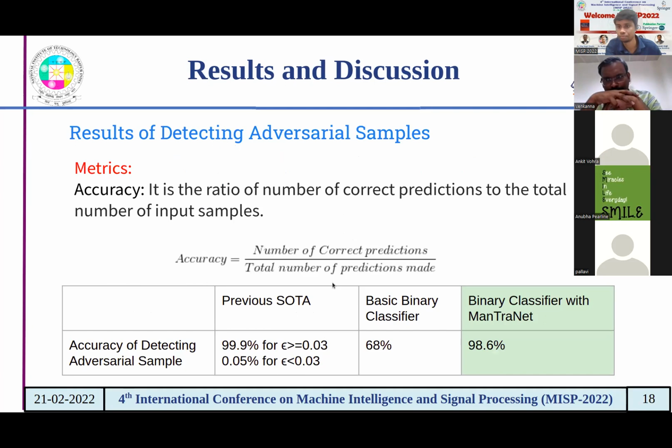And the accuracy of our binary classifier was 98.6% as compared to the SOTA, which is 99.9%.